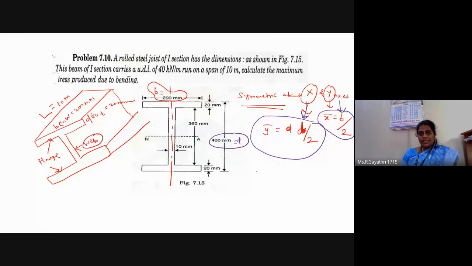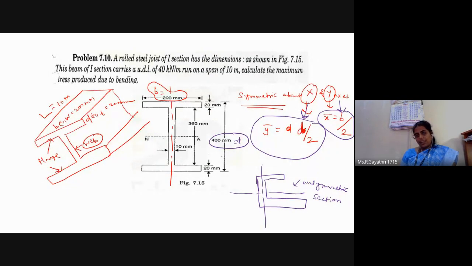Okay, we now have some basic understanding. An unsymmetrical section means this is not symmetric about the x-axis and the y-axis. This is an unsymmetric section. We can't cut it into two equal halves about the x-axis and y-axis. So this is known as an unsymmetric section.